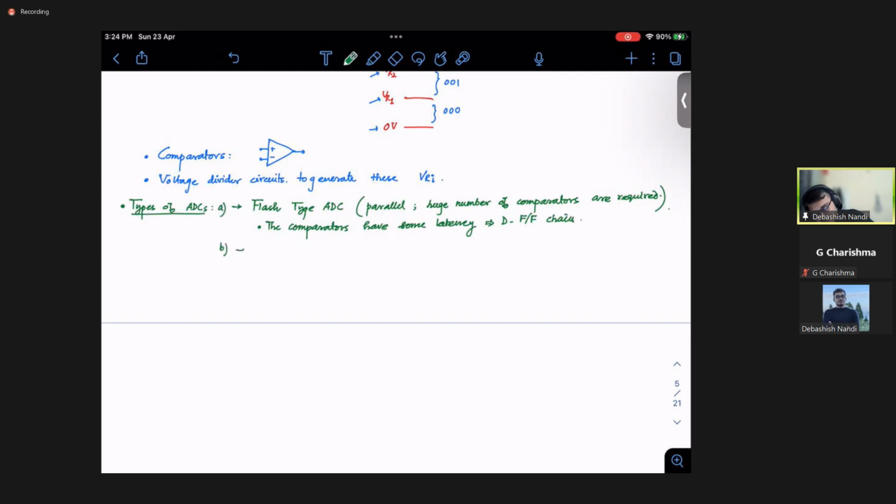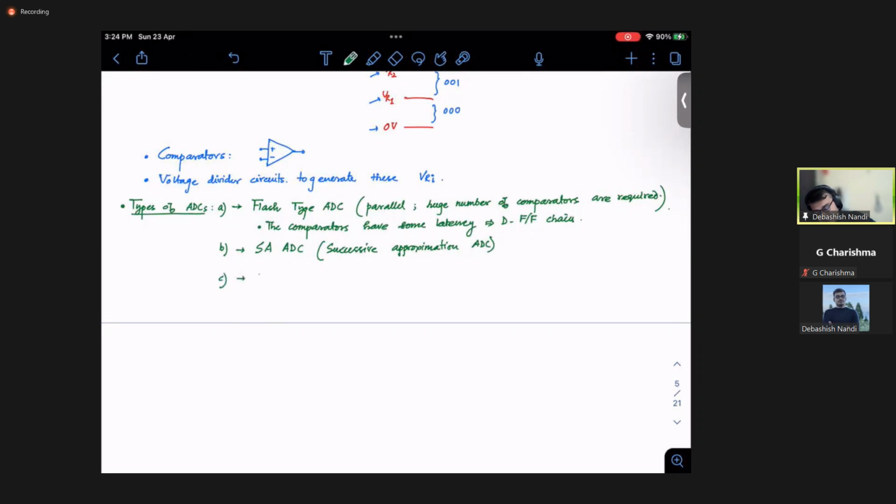Another kind would be your very popular SAR ADC, that is, the successive approximation ADC. This is a more sophisticated type. Here, you use a DAC and a comparator and connect the entire circuit back in negative feedback. Details I will not be providing because those are available in the lectures.